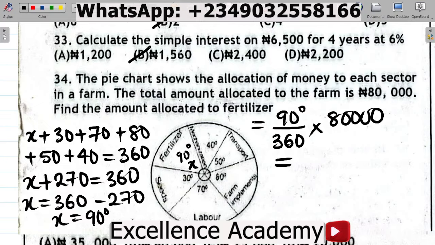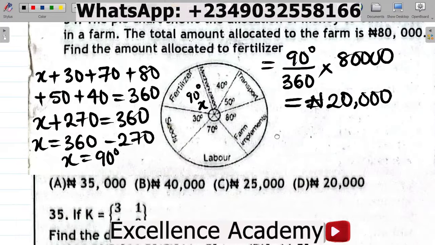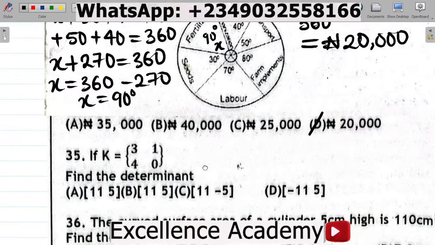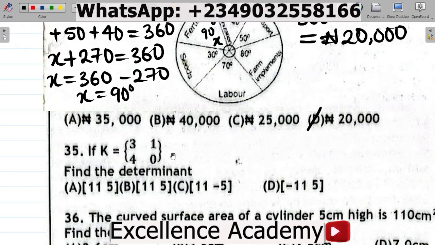All right, so we're going to punch this very quickly. 90 divided by 360, that's 0.25, times 80,000. If you do that, you have your answer as 20,000 naira. The value there is 20,000 naira, which is option D. That's the correct answer. 35 says if K is equal to this, that's 3140, find the determinant.